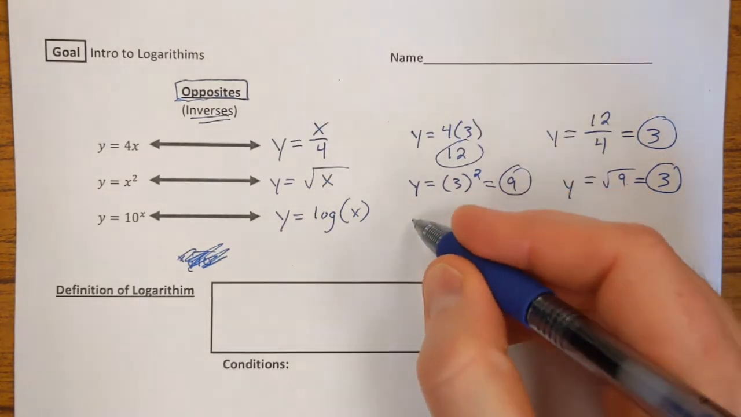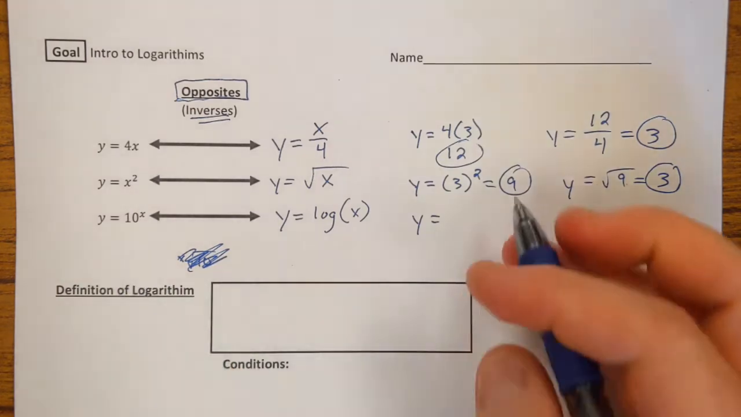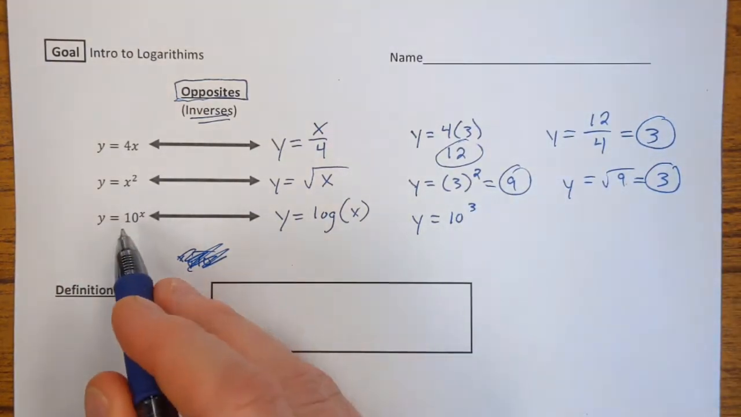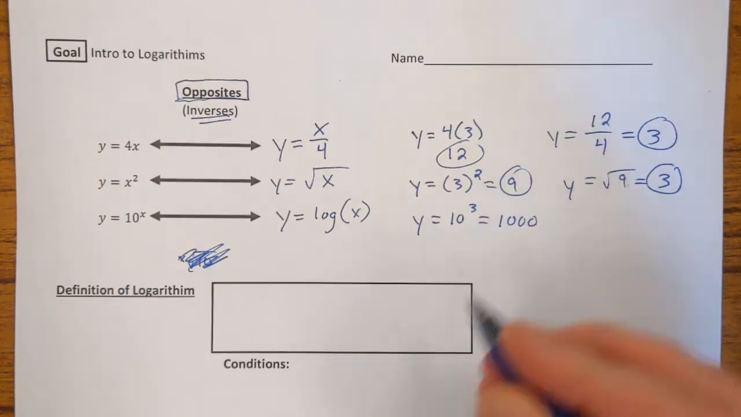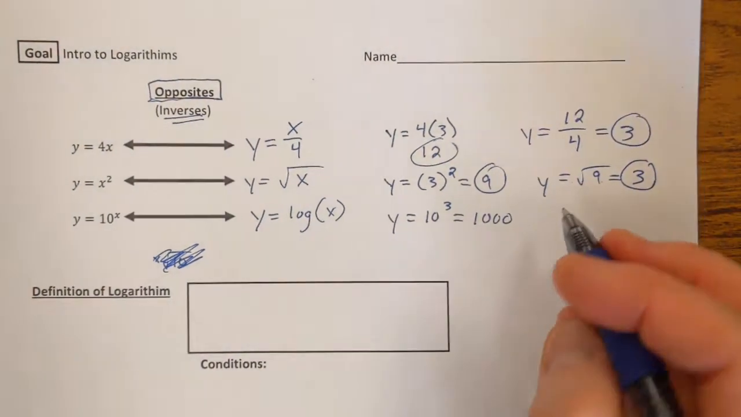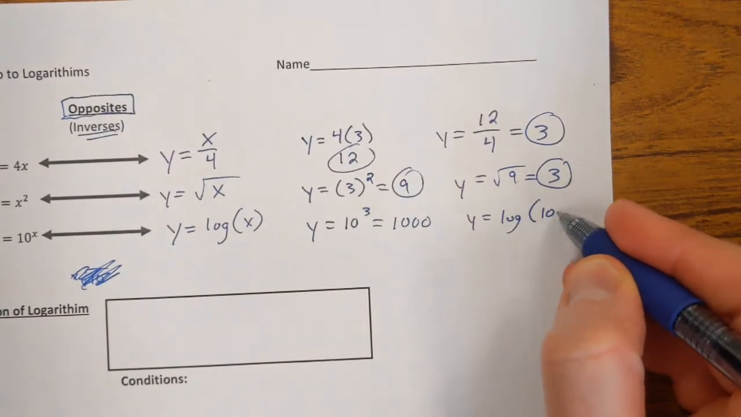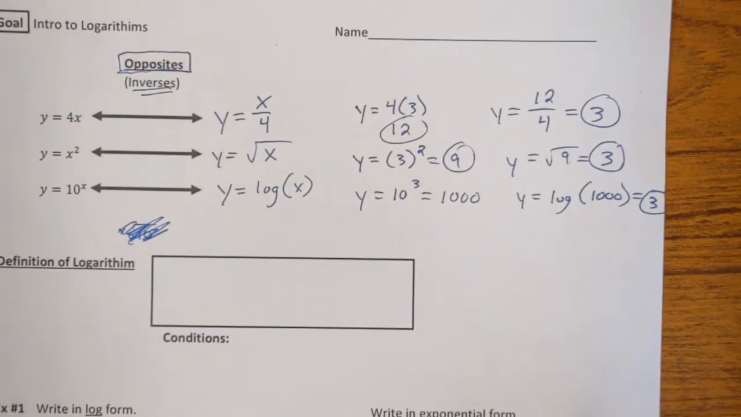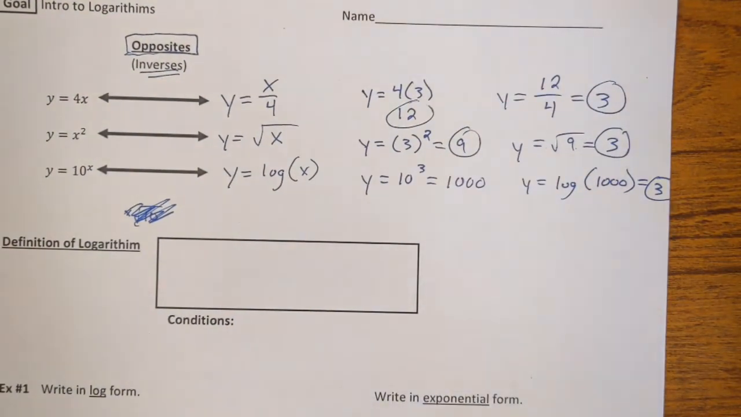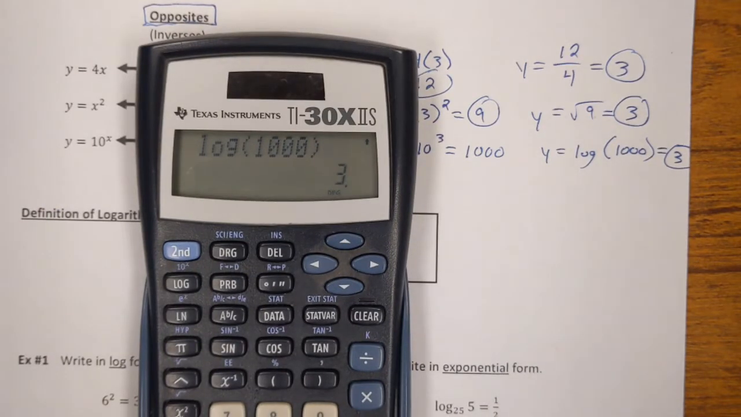So once again, let's use 3 as an example. Here's what this means. If I plug a 3 into this first function and do 10 to the third power, 10 times 10 times 10, it comes out to 1,000. So what does that mean? This means if I take the log of 1,000, it comes out to 3. Okay, let me grab my calculator. Just in case you don't believe me, here we go. The log of 1,000 is 3.